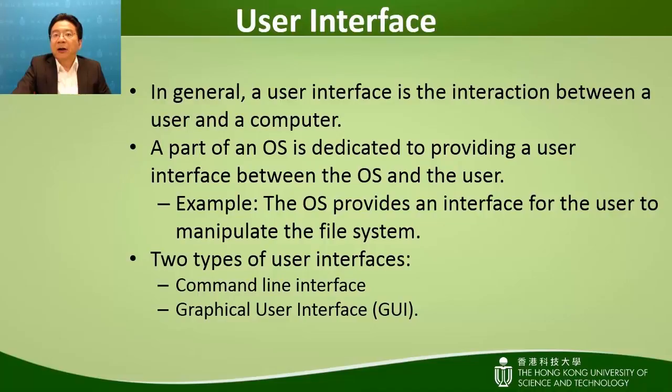An important part of an operating system is to provide a user interface between the OS, or operating system, and the user. For example, the file system is part of the OS. A good interface for a file management system would allow users to maintain and manipulate their files effectively and efficiently. In nowadays computers, there are mainly two kinds of user interfaces, namely command line interface and graphical user interface, or GUI, which is usually pronounced as GUI.